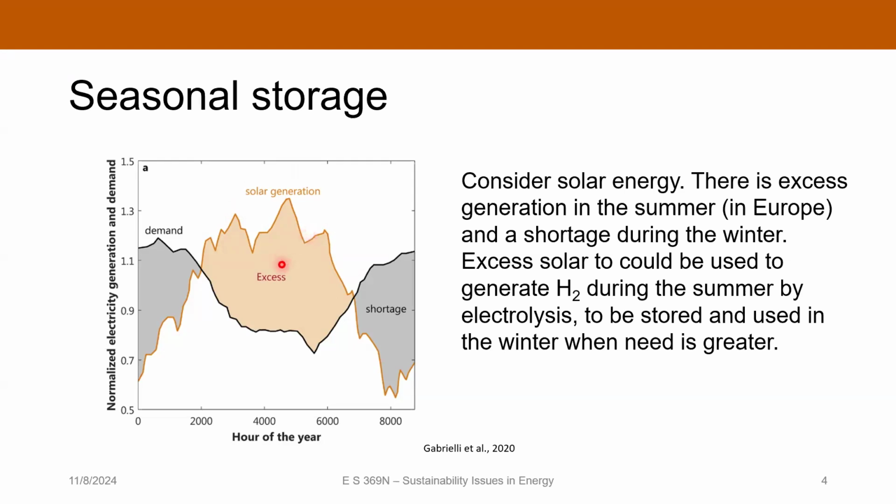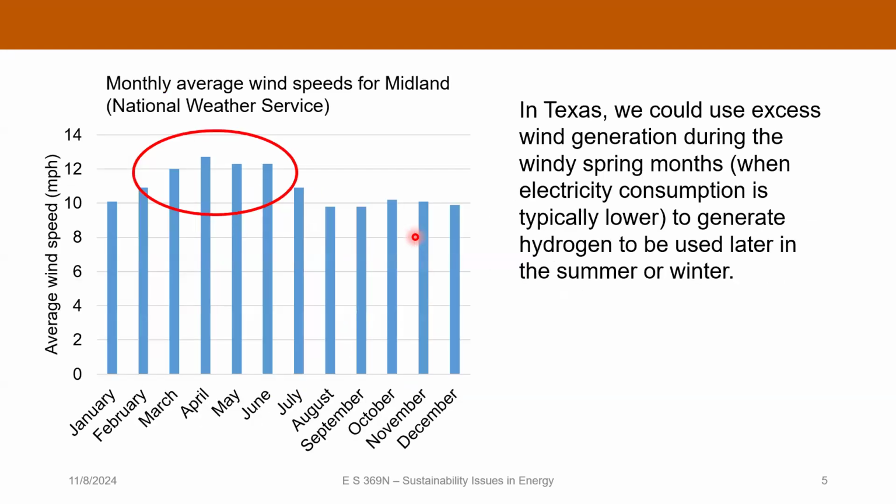So one idea would be to take that excess solar generation during the summer and use it to run electrolyzers, store the hydrogen underground, and then in the winter, the sun doesn't shine very much in Europe, and they need more electricity for space heating. You can use that hydrogen then to run it through fuel cells and generate electricity. So that's one possibility. I'm going to throw out another possibility locally here in Texas.